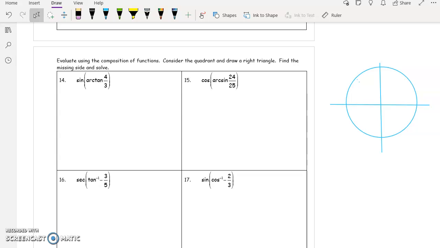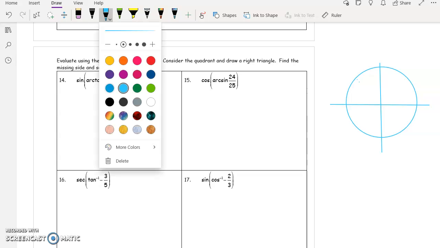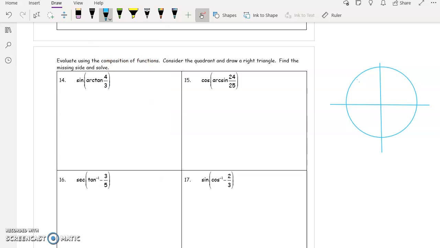So if you look at number 14, we are finding the sine of the inverse of tan, arctan. So the inverse of tan, what we are trying to do is find the angle of our triangle. So we are trying to find, on the inside here, the angle for which tan in a right triangle is 4/3, so opposite over adjacent.